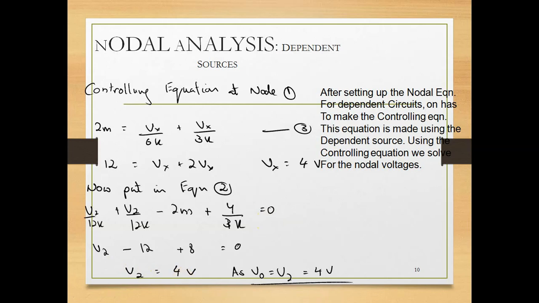V2 is equal to 4 volt because V2 plus V2 upon 12k is 2V2 upon 12k, which is V2 upon 6 kilo ohm, minus 2m plus 4 upon 3 kilo ohm. Hence multiplying by 6, the equation is V2 minus 12 plus 8 equal to 0. Therefore V2 is equal to 12 minus 8, which is 4 volt. Hence V0 is equal to V2, which is equal to 4 volt.